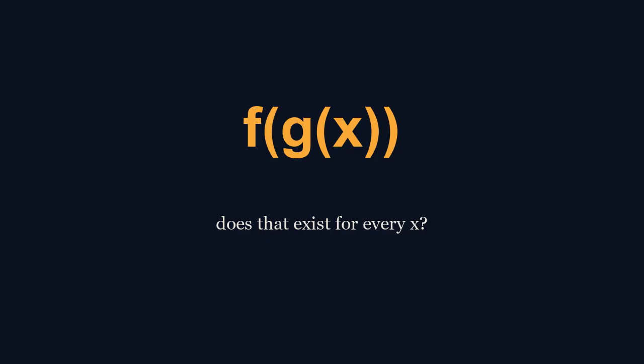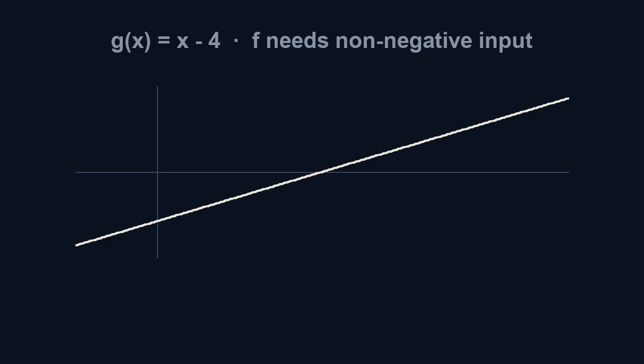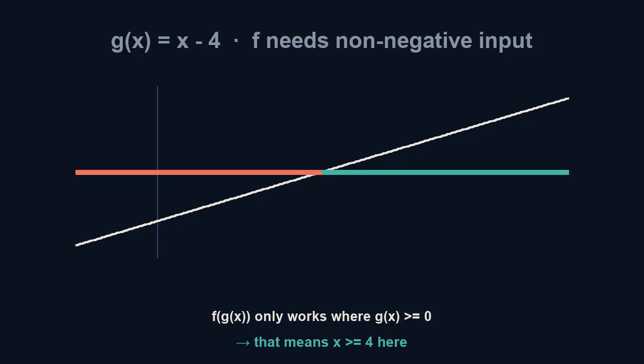f of g of x. Does that exist for absolutely every x? Lock in your guess. Not always. Say g of x is x minus 4, and f only accepts non-negative numbers, like a square root. g is happy to output negative numbers, but the moment it does, f chokes on them. The composite only exists where g's output actually lands somewhere f accepts. Here, that's x is bigger than or equal to 4, not everywhere.